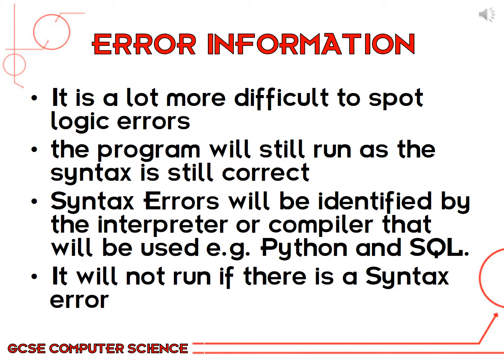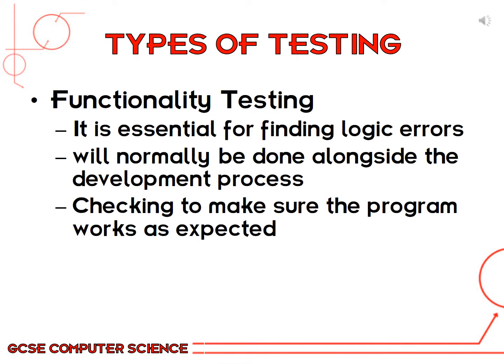Syntax errors are usually identified by the compiler itself, and it often tells you where the error is, such as a line number, or highlights it in a certain color. The program won't run if there's a syntax error, so it makes it much easier to find.